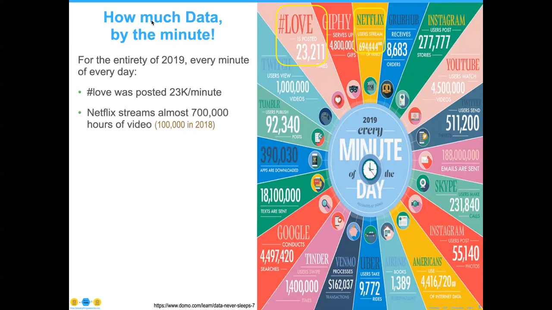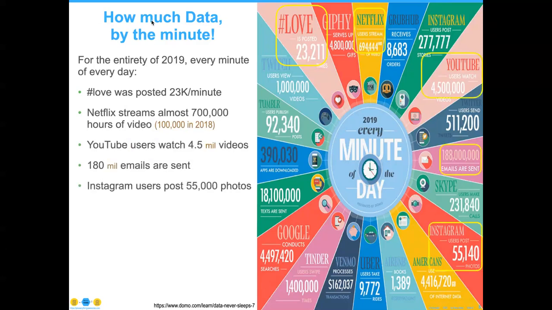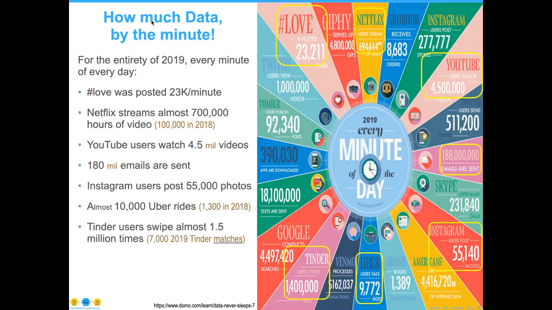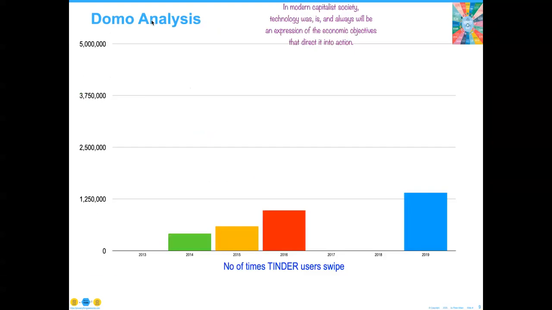4.5 million YouTube videos are being watched at any one minute, 180 million emails sent, 55,000 Instagram photographs, 10,000 Uber rides, Tinder being swiped back and forth lots and lots. Gosh, I hope you didn't invest in cryptocurrencies because we had 1.25 of those created every minute of 2018. Now, let's take that and take a look at just a couple of the numbers over time.